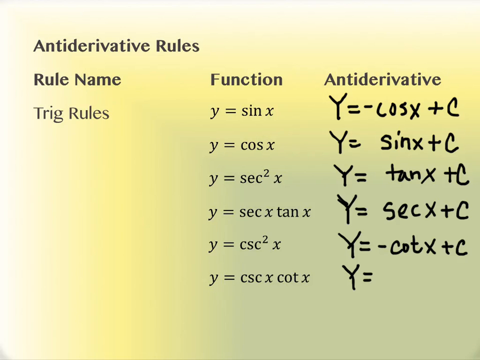Last one. Cosecant cotangent. That's cosecant, and it's negative. You got it. Negative cosecant x plus c.